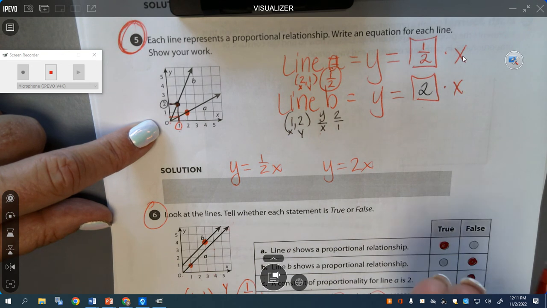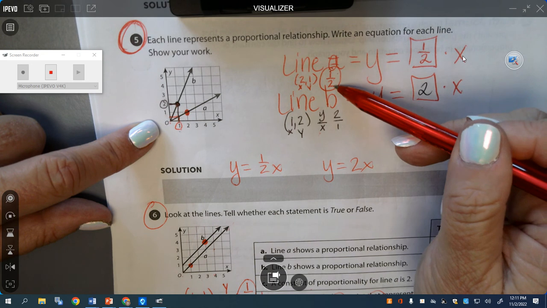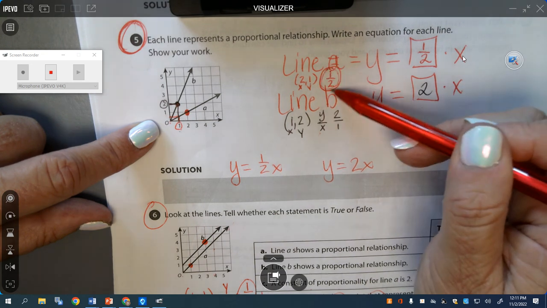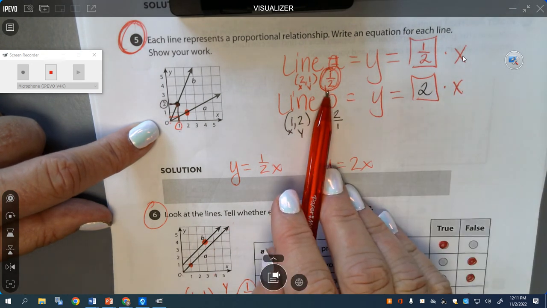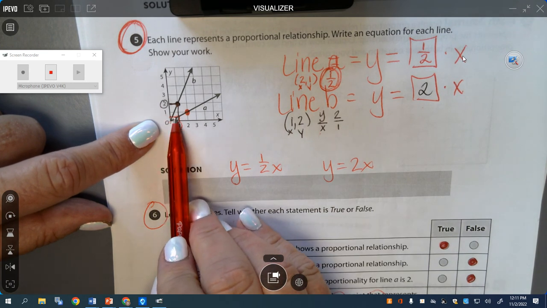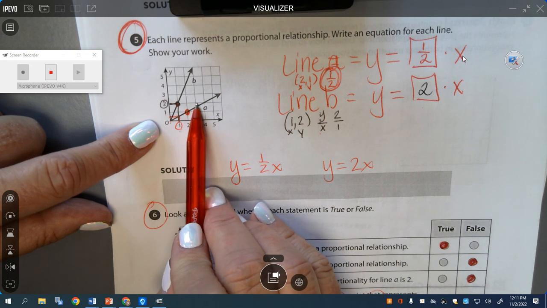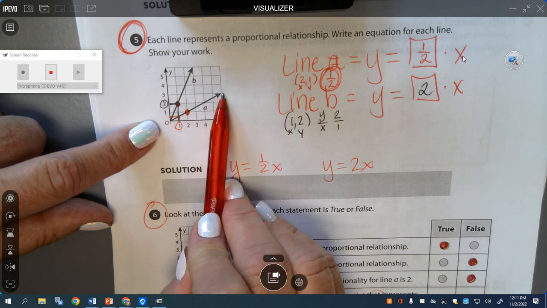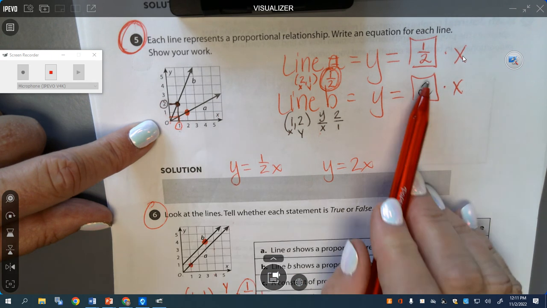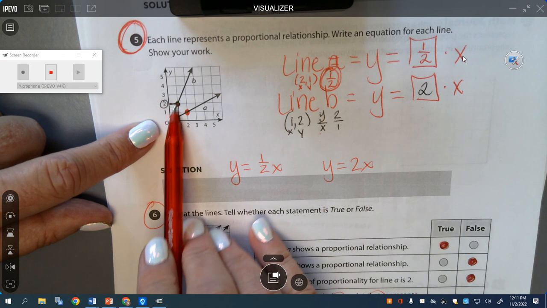Now, remember, when finding the constant, it is y divided by x, right? So, my y is 1, my x is 2. What is my constant? 1/2. So watch, let's just see if that works. So up a half over 1, up a half over 1, up a half over 1. Look at that. It totally builds my stairs. That makes sense.